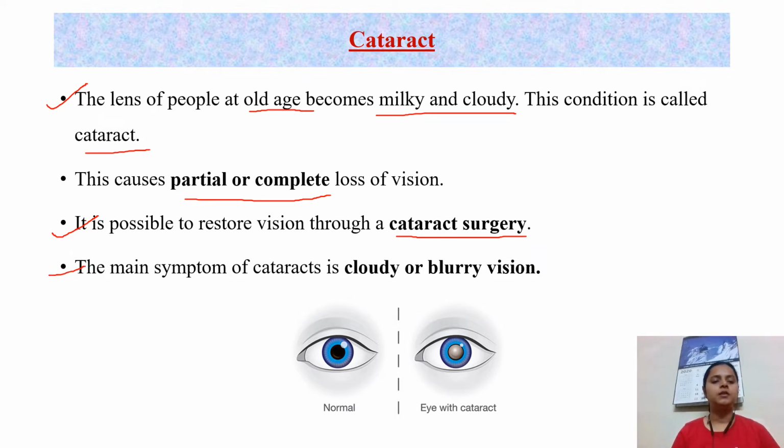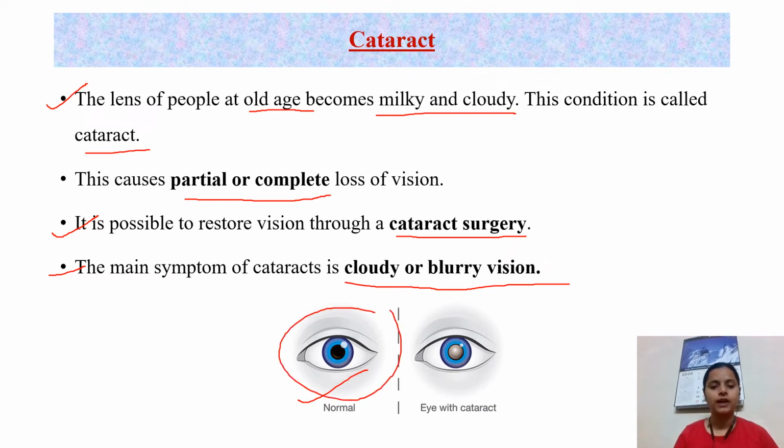So now the main symptom of cataract is cloudy or blurry vision. When a person starts seeing things looking cloudy or blurry, when some images are seen in a blurry way, this is the basic symptom from which we can assume that we are not able to see properly, so we should have an eye checkup. See here, this is the normal eye, how the normal eye looks, and this is the eye with cataract.